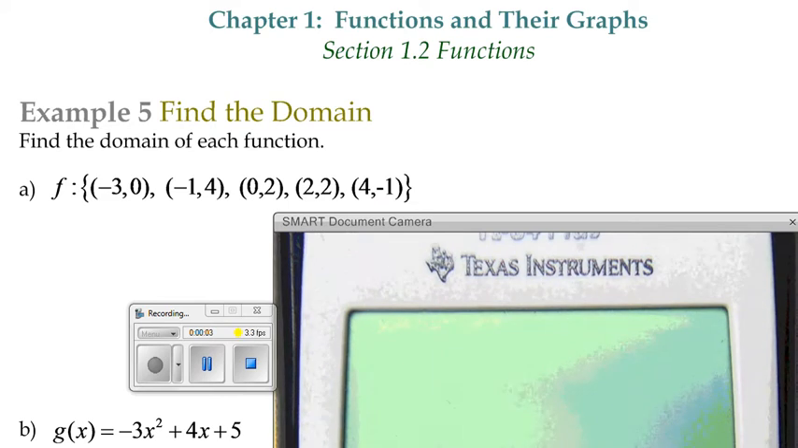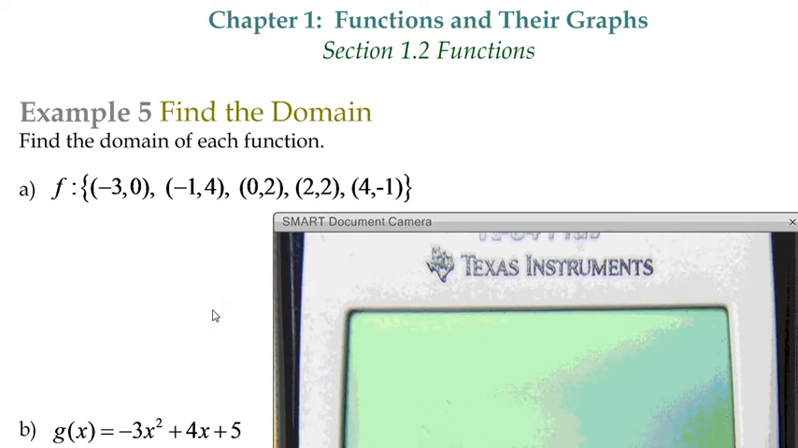I'm going to move in now to example number 5. Example number 5 is about finding the domain. And finding the domain can get a tad bit tricky, and so I'm going to spend quite a bit of time on this section here. So this video will probably be quite lengthy. Probably have to break it up into 2 parts so the file doesn't get too big.